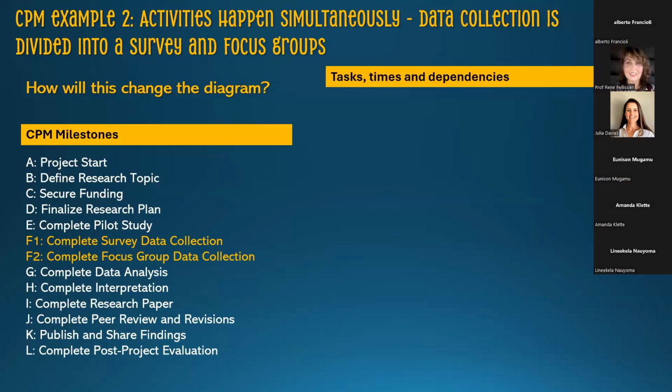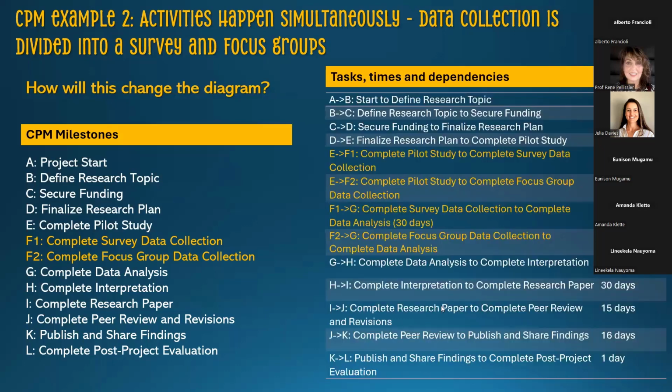F, which is the data collection, and broke it up into F1 and F2, which is the survey data collection, the quantitative one, and the focus group data collection, F2. And that gives me, if I use the same times to completion as before, but I broke up the data collection, that gives me, you won't believe me, fewer days in completion.